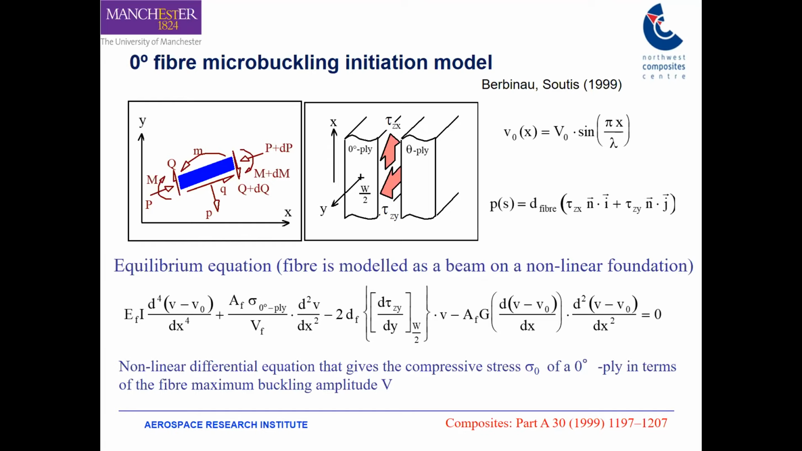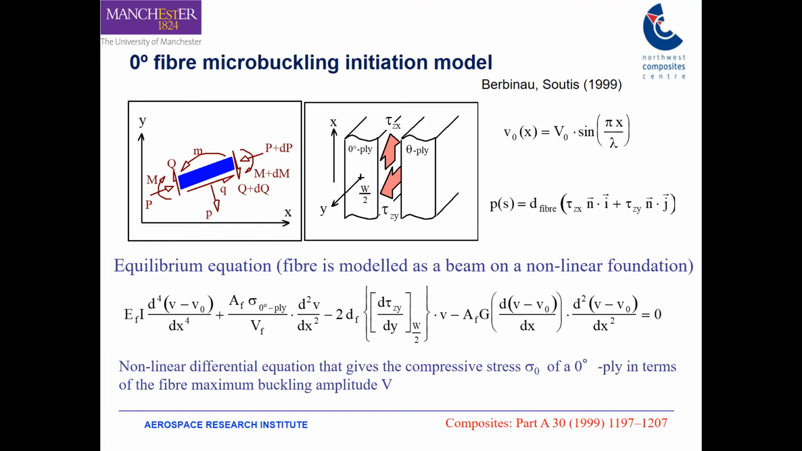And we do take into account the constraining effect of the off-axis plies. And we try to investigate what is the effect, or if there is any effect, of these off-axis plies on the stability of the zero layers. So this is the equilibrium equation that you have to solve in order to determine the initiation of this fiber instability damage mode in the zero ply, taking into account, as you can see, the properties of the fiber modulus, fiber volume fraction, second moment of area, i.e.